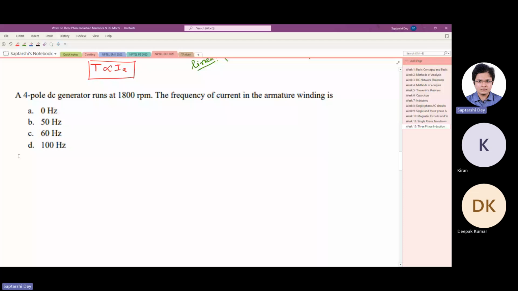Deepak, since these lectures are recorded and uploaded to YouTube for everyone, it would be better if you can stick to English. Okay, sir. I also can't understand Hindi very well. Okay, sir.